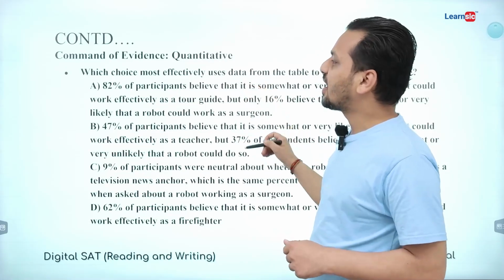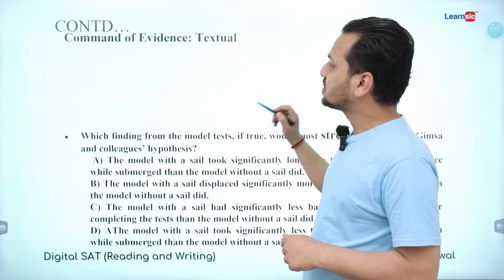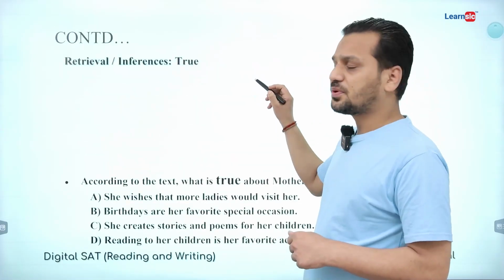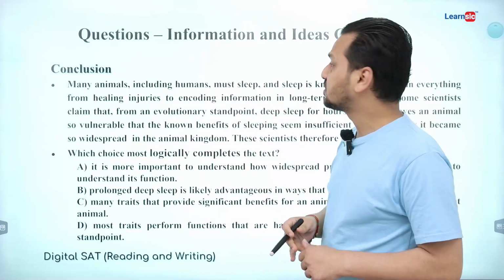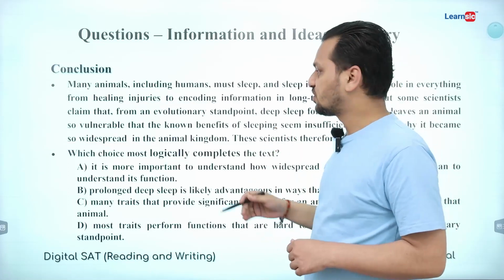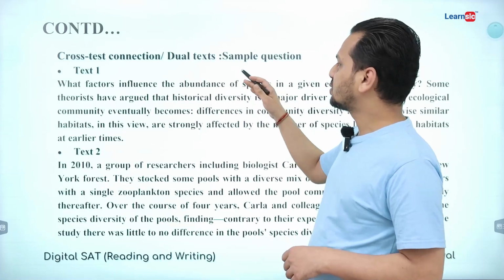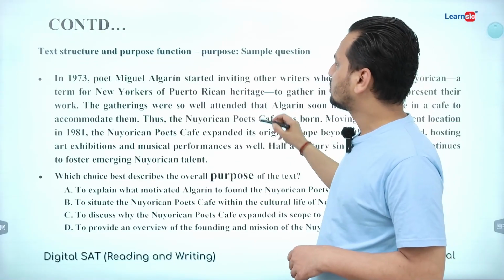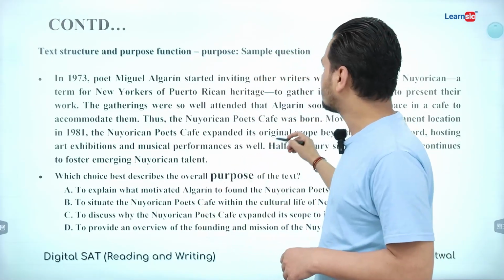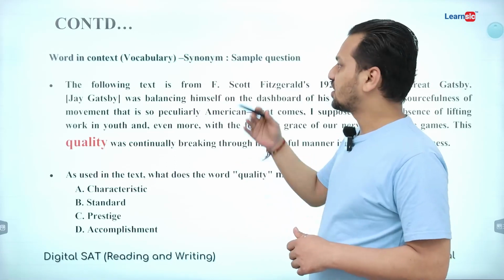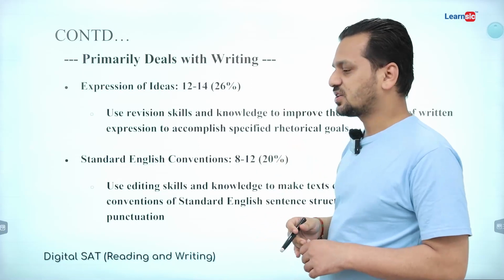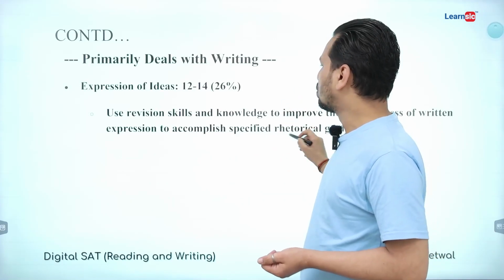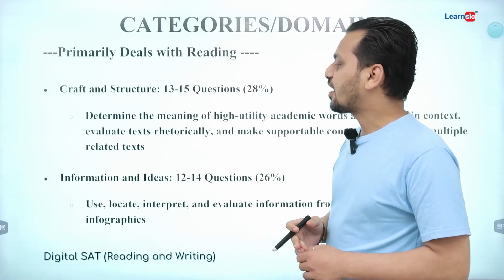And one more time, you can see command of evidence quantitative, command of evidence textual, claims, central or main idea, retrieval references or true question, conclusion. They all fall under the information and ideas category, which primarily deals with reading. And the other category is cross connection, dual text, so you'll be getting two kinds of text, and sentence function or purpose questions. They both fall under text structure and purpose. And the next is word in context synonym, word in context fill up. So these are the question types that we face under primarily reading. And when we say primarily reading, we are talking about two domains: craft and structure, information and ideas.